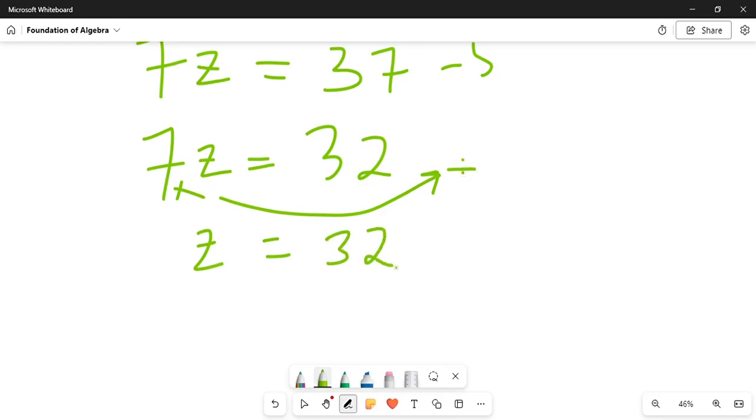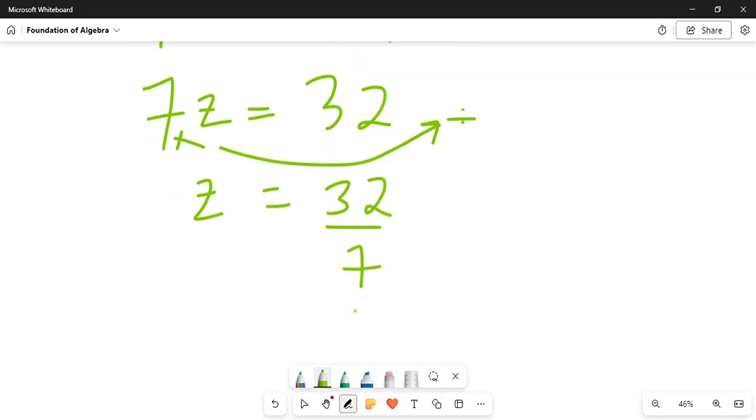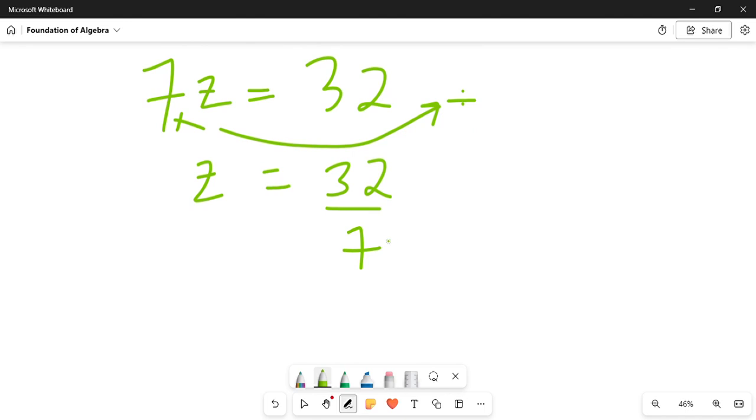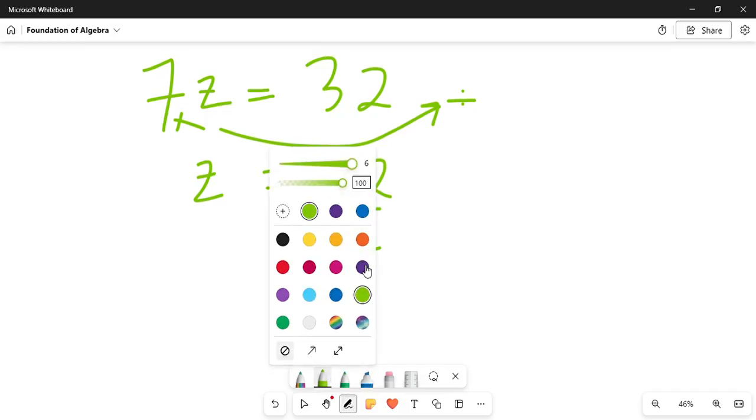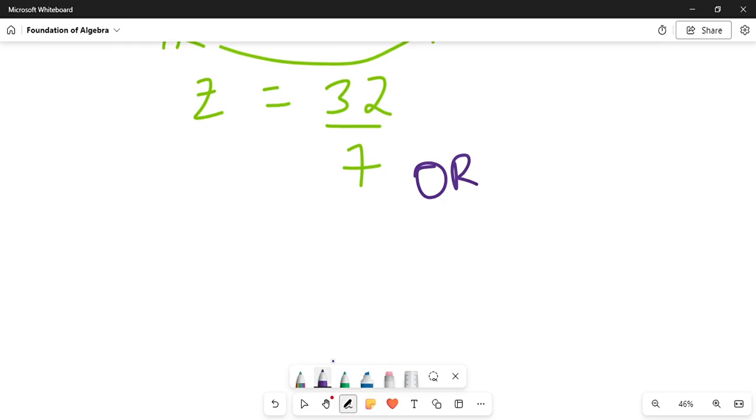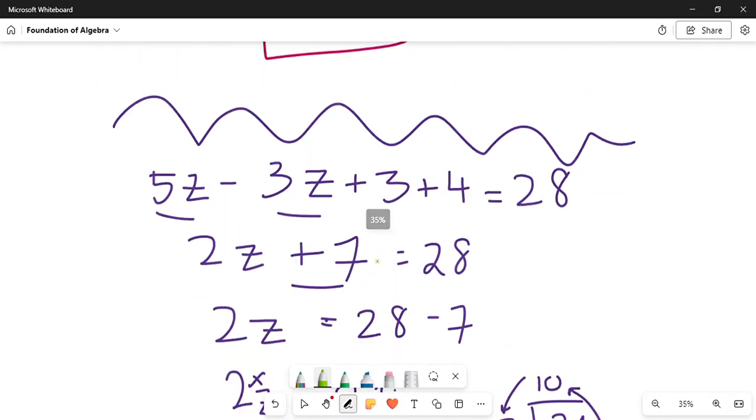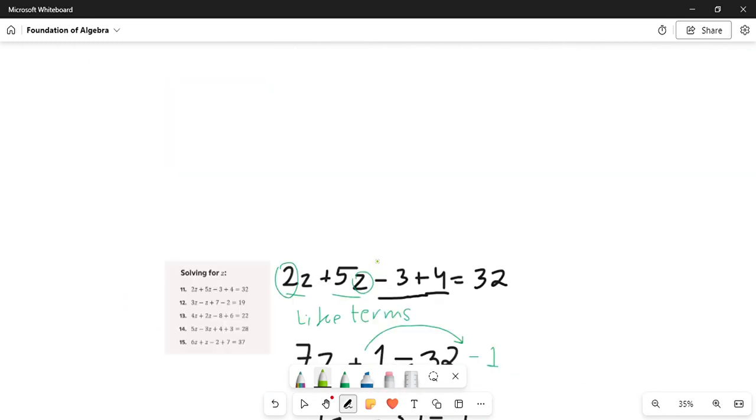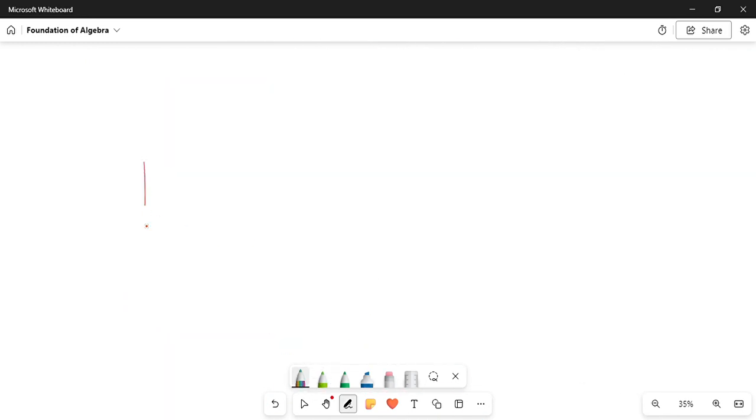So it will be 32 divided by 7, which is, let me just check from the calculator. Let's just directly write in the decimal form, which will be z equals 4.5714, and so on.